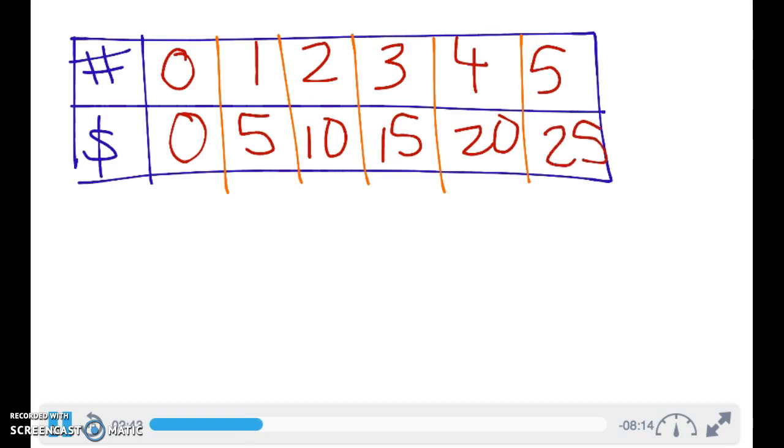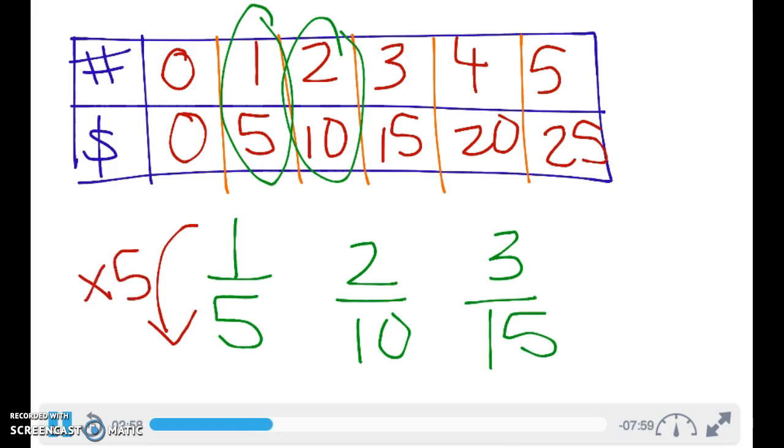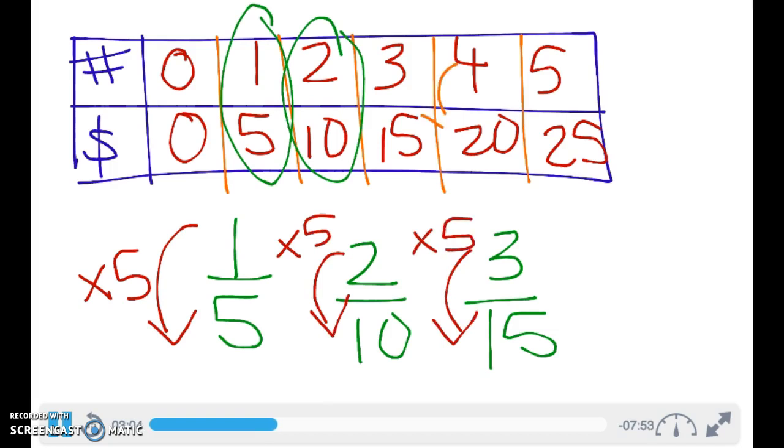To test if it's a proportional relationship, you can set up a ratio of the two things you're working with. So I have 1 to 5, 2 to 10, 3 to 15, 4 to 20. How do I get from 1 to 5? It's times 5. From 2 to 10, it's times 5. From 3 to 15, it's times 5. All of them are times 5 because it's $5 a pizza. So this would be a proportional relationship. So again, you can test the table.